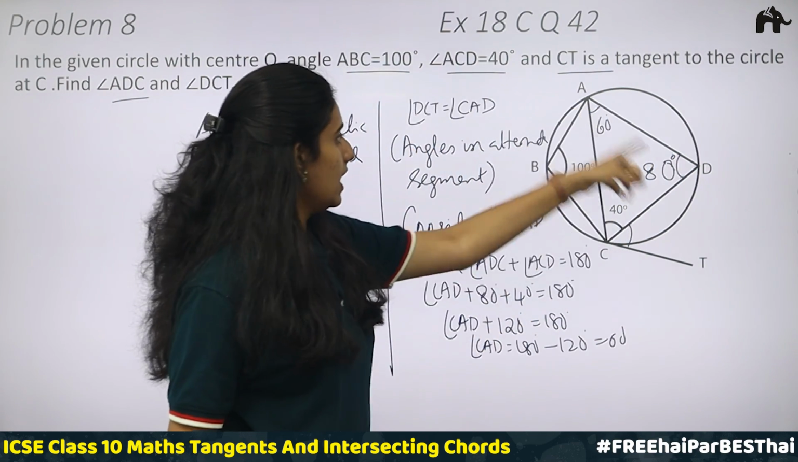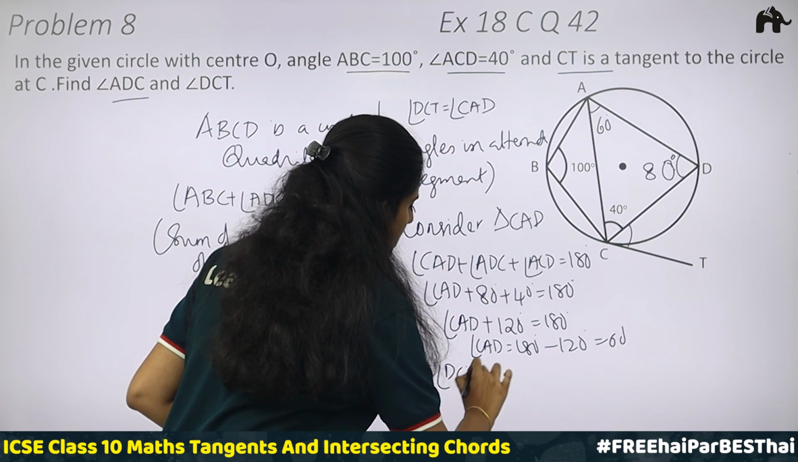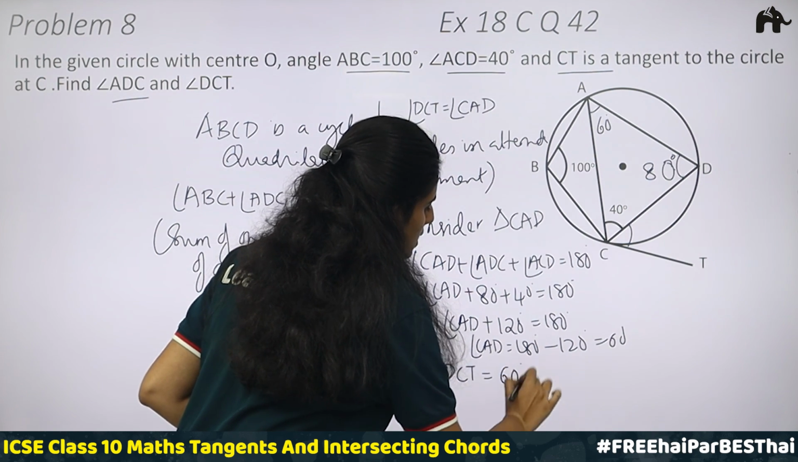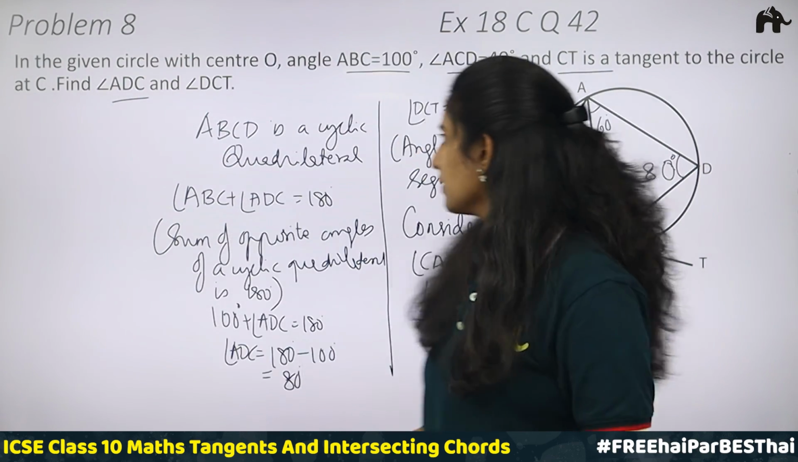We have CAD equal to DCT. That is, angle DCT is also equal to 60 degrees. The required angle DCT is equal to 60 degrees.